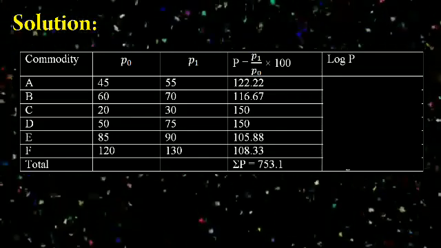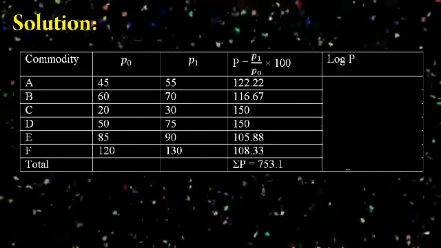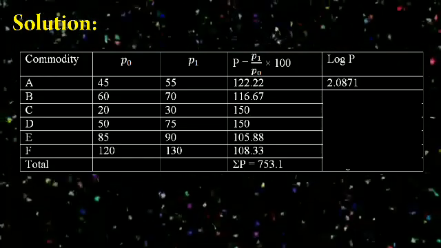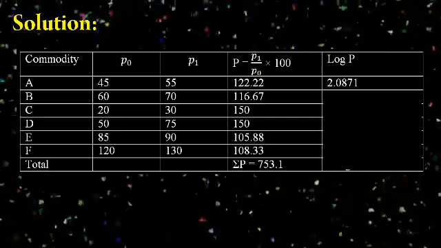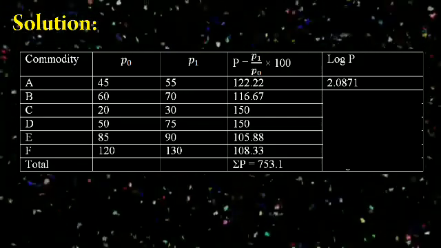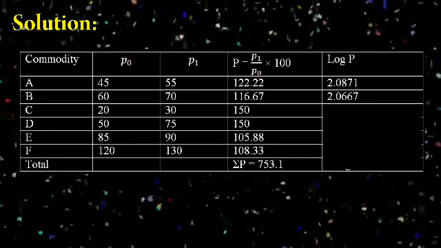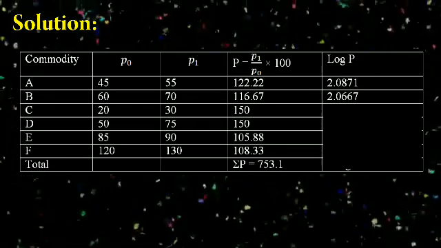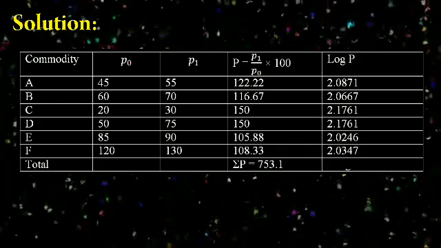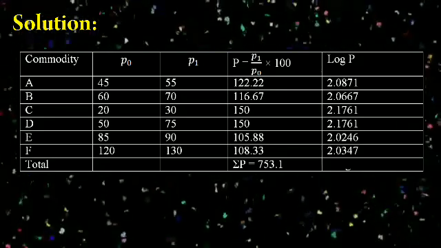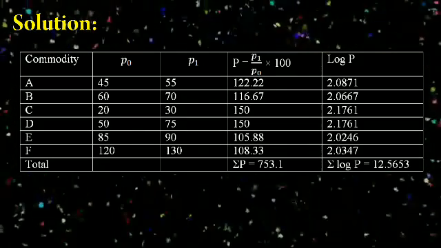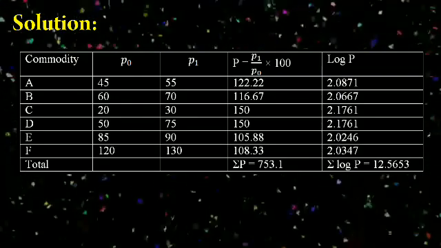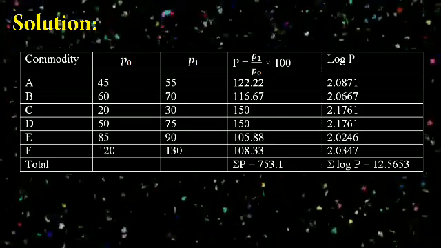First value, log of 122.22 is 2.0871. Second one, log of 116.67 is 2.0667. Similarly, compute the other log values and find the sum total, sigma log P, which is equal to 12.5653. After that, the next step is to construct the index number based on AM as well as GM.